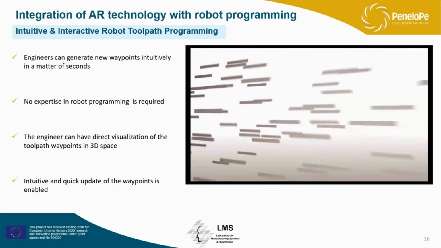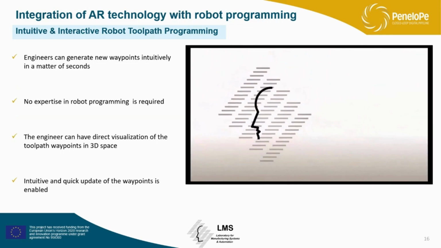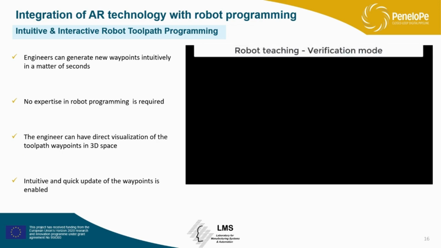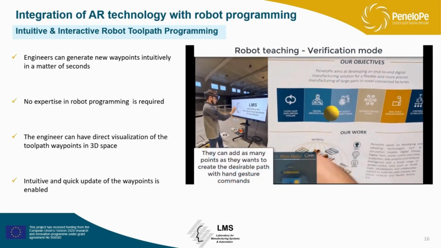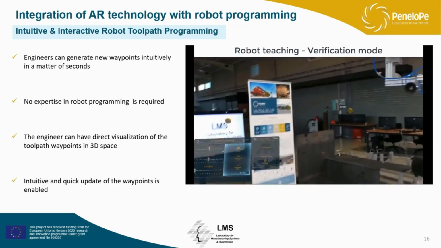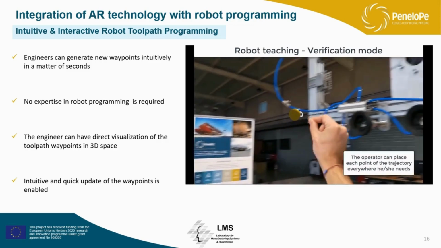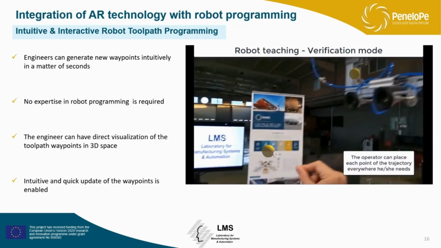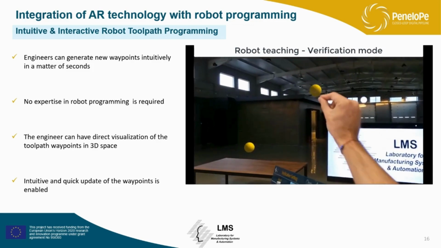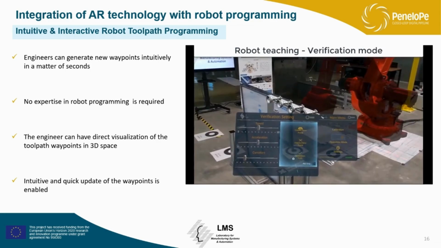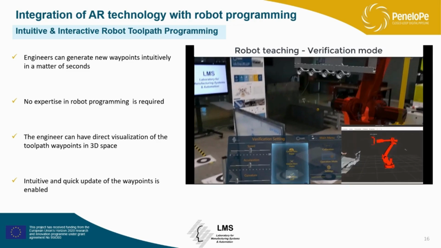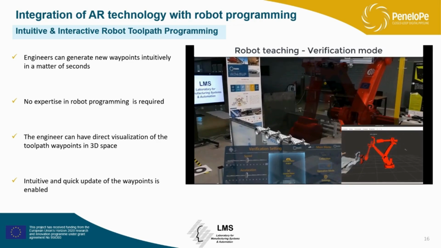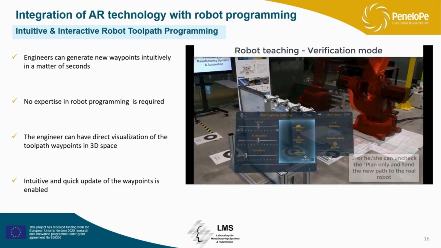In this slide, you can see a short demonstration of the AR-based application that LMS created, focusing on intuitive and interactive robot toolpath programming. Engineers using this application can generate new waypoints intuitively in a matter of seconds, where these waypoints, as you can see in the video, have the form of spheres, these yellow ones, that the operator can place in the area wherever he wants. Then, after placing all these waypoints, he starts to execute the process and the planned path, so at the beginning he can see the robot hologram to visualize the programmed path, and then the real robot to execute it.